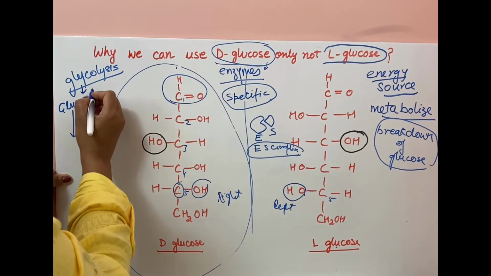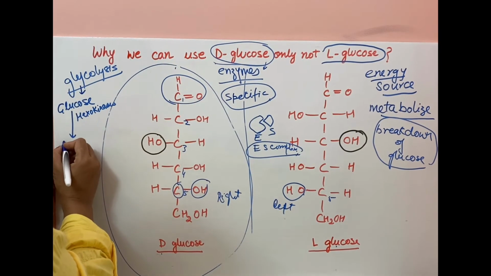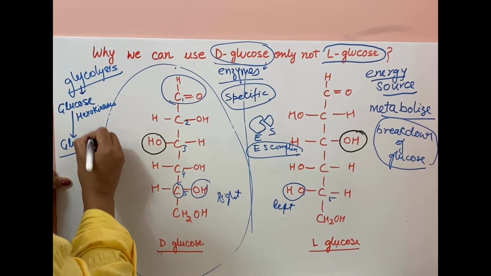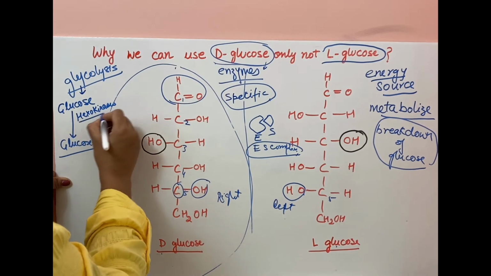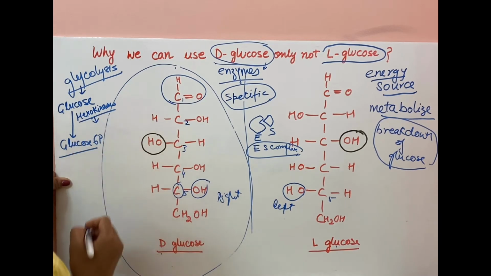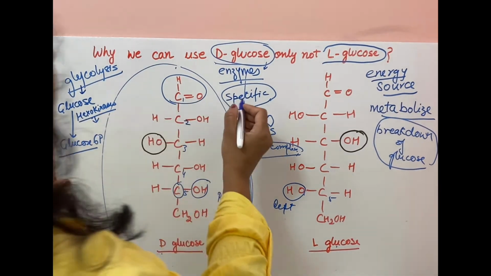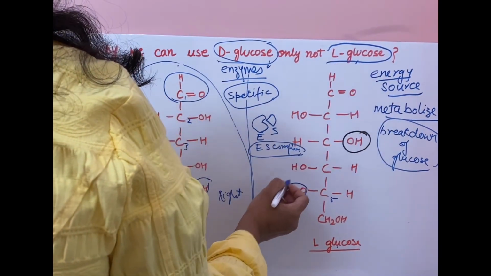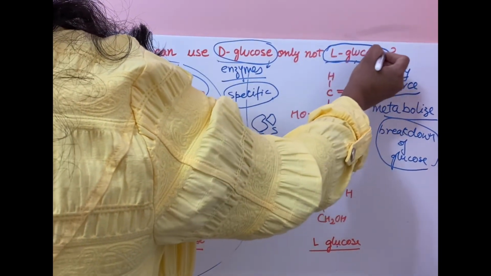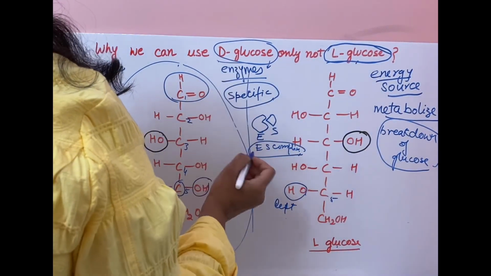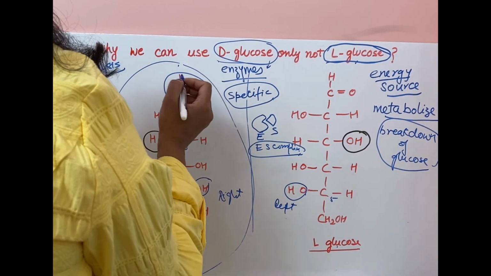The first step of glycolysis is the conversion of glucose into glucose 6-phosphate, and that reaction is catalyzed by hexokinase. Hexokinases are enzymes which are very specific. They can only bind to D-glucose. They cannot bind with L-glucose. So that's why we cannot utilize L-glucose in our body. You can synthesize it in the laboratory, but we cannot use it as an energy source in our body.